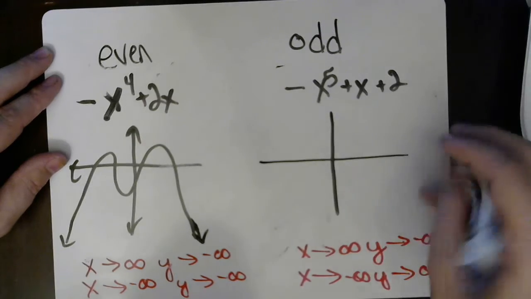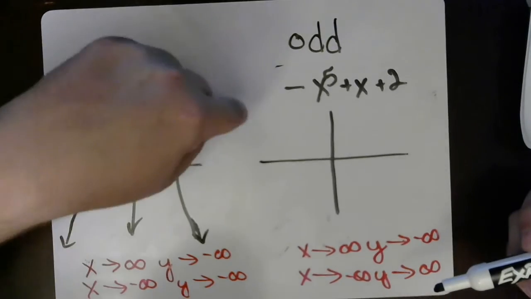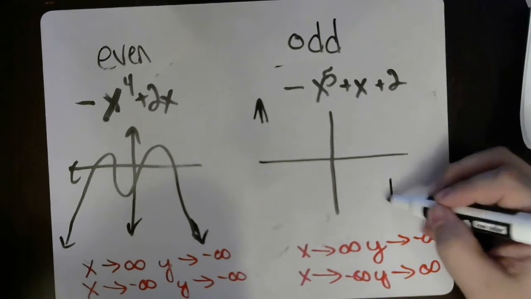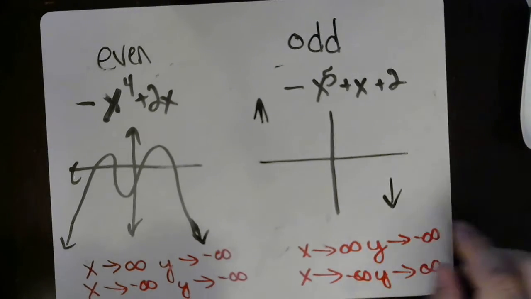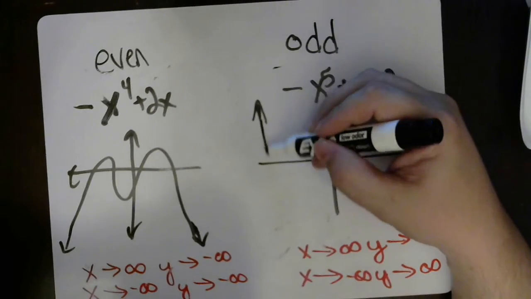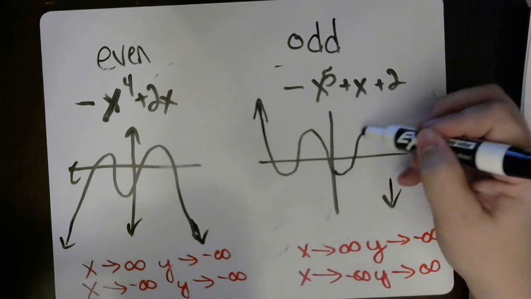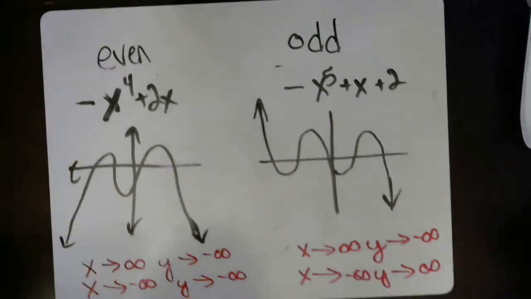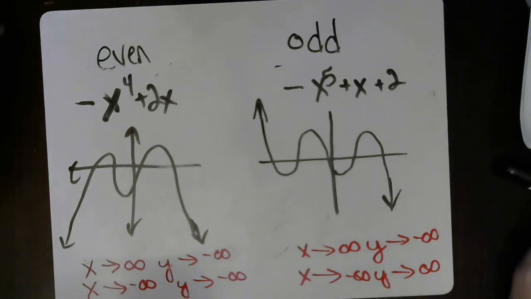Now, in this case, as x goes to negative infinity, it's going to go to positive infinity, so it's going to go up here. And it's going to go over here, because as x goes to positive infinity, y goes to negative infinity. It's going to look something like this. Okay, so you try it on your own, do different examples, and ask questions if you need them.